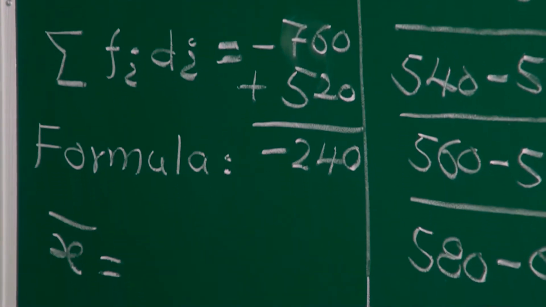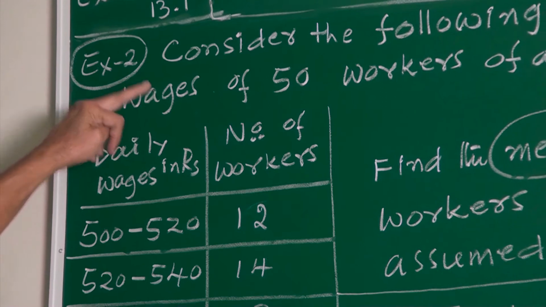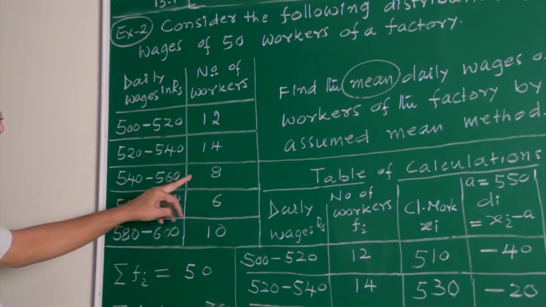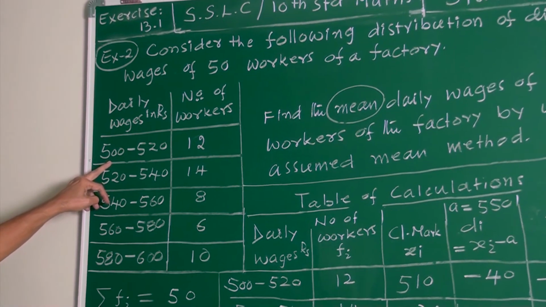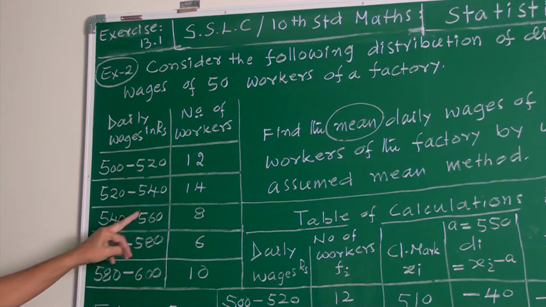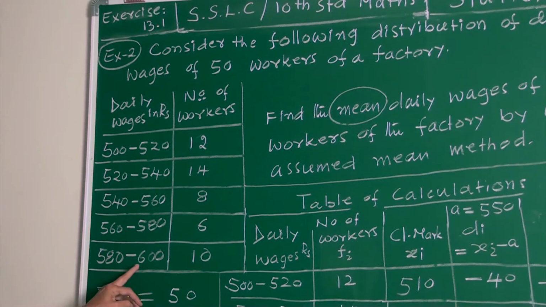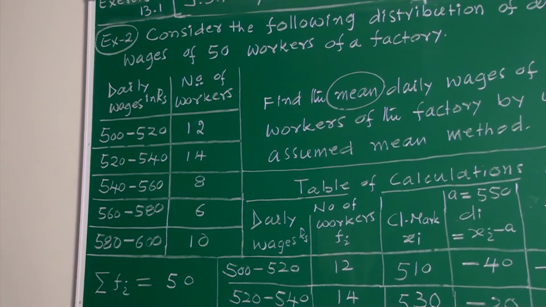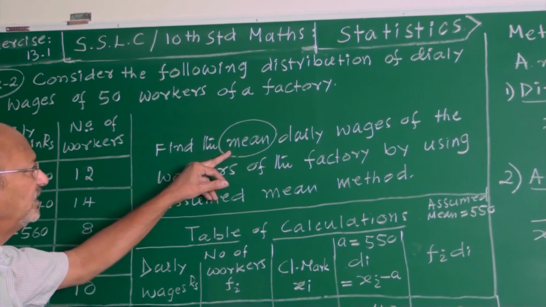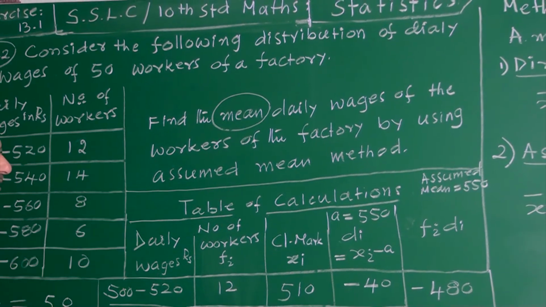Yes, friends. This is the question example. Consider the following distribution of daily wages of 50 workers of a factory. The frequency distribution is given. Wages between 500 to 520, there are 12 workers. Between this, 14 workers. Between this, 8 workers. Between this, 6 workers. And last is between 580 to 600, there are 10 workers. Then, my friends, you know the solution. You want to find the mean daily wages of the workers of the factory by using the assumed mean method, which means the second method.